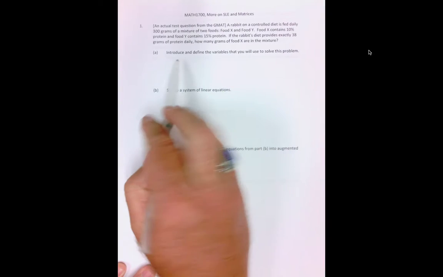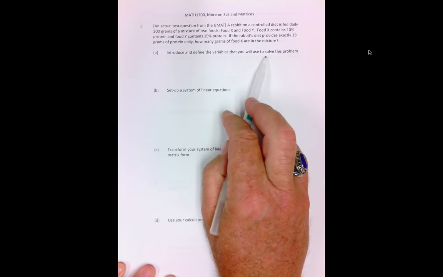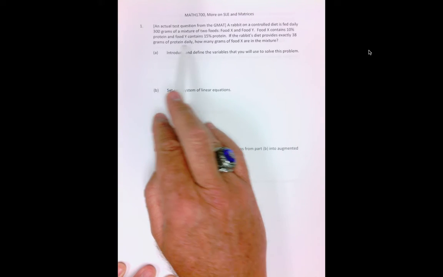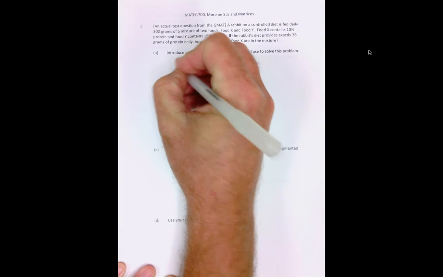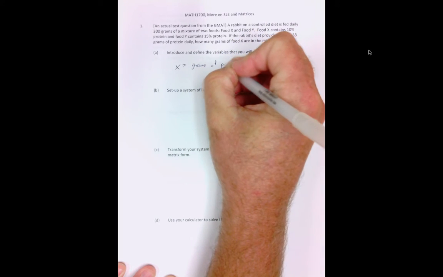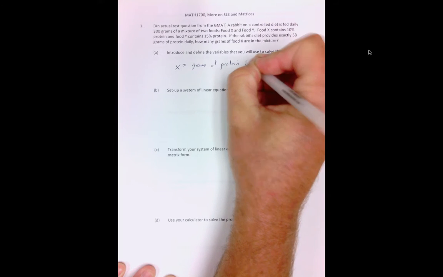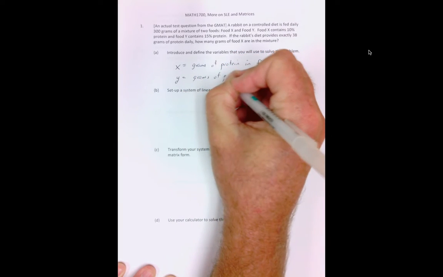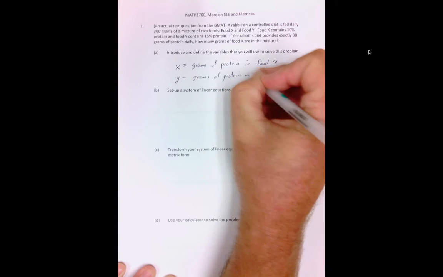So when we introduce and define the variables here, usually we come to the last sentence and we see that we are being asked to find grams of food X. So I'm going to let X be the grams of protein in food X. And I'm going to let Y be the grams of protein in food Y.